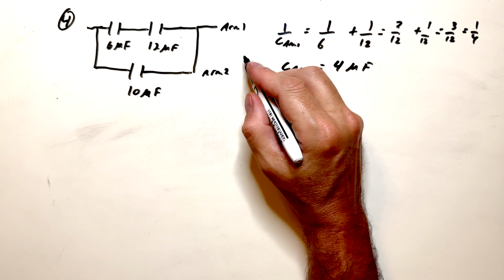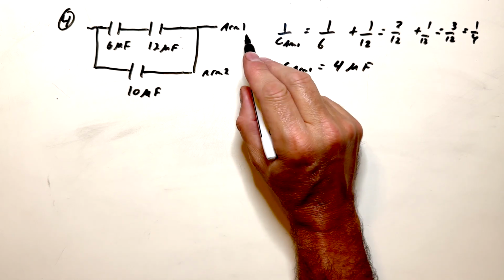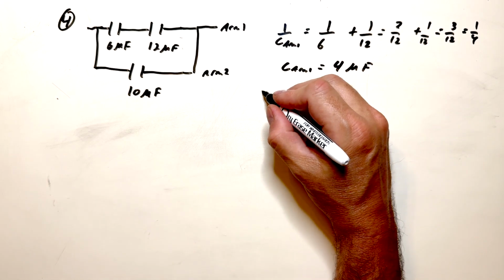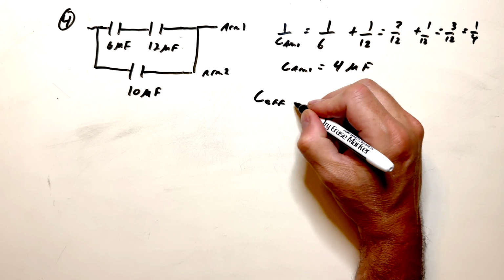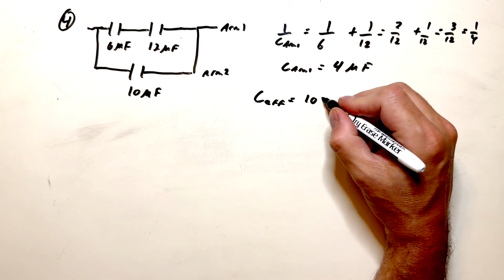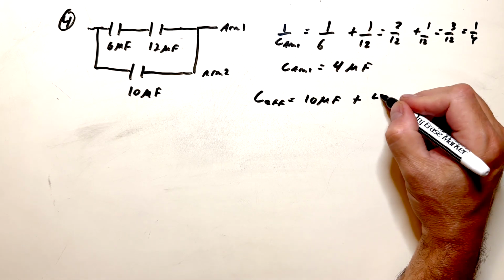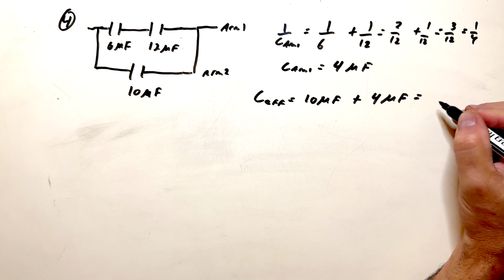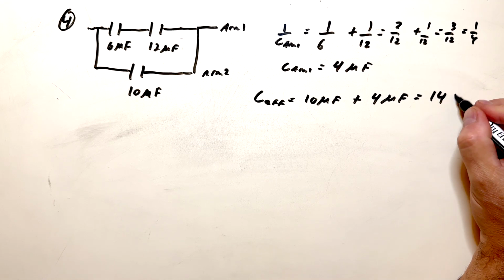And then we want to combine arm 1 and arm 2. The capacitance to give us the total effective capacitance through the circuit will be equal to the 10 microfarads plus the 4 microfarads to give us 14 microfarads.